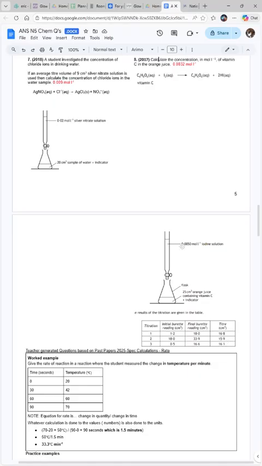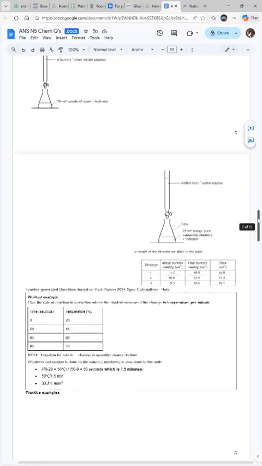So 16 times 0.005 is something like 0.08-ish. That 0.08 equals 25 times C. So divide both sides by 25 and you get 0.0032.